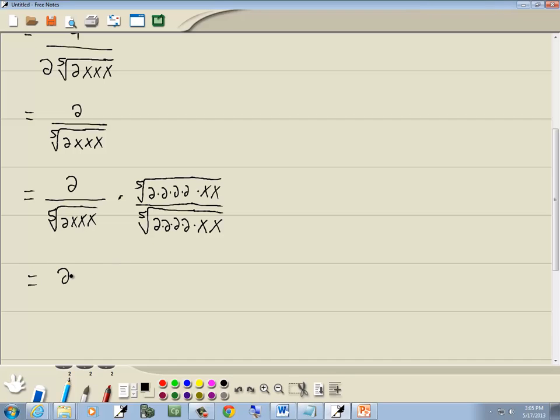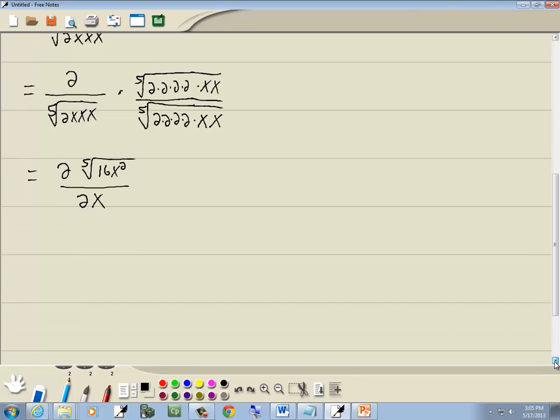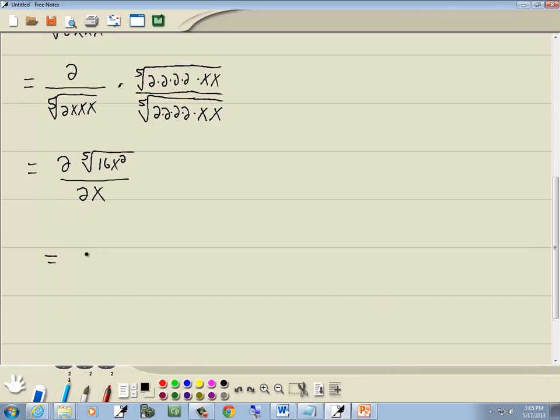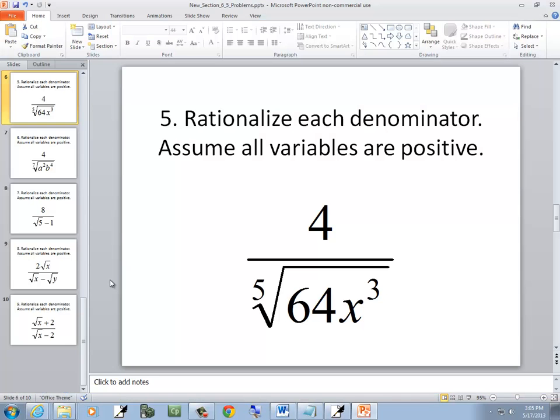Okay, so up on top, we got 2, and then the 5th root. 2, 4, 8, 16. x times x is x squared. Over, our index is 5. We got 5 2's now, so that gives us a single 2. Our index is 5. We got 5 x's, so that gives us a single x. And our radical's gone. 2's would cancel, and we have the 5th root of 16x squared over x. And that's our answer.